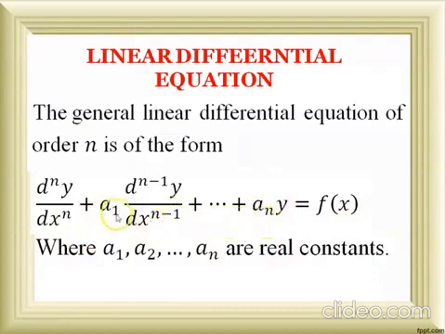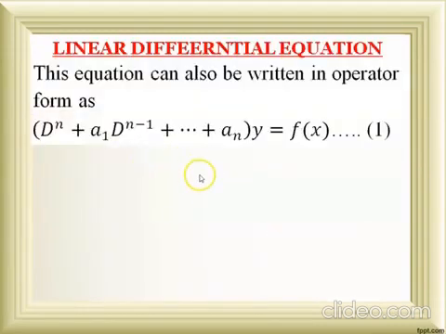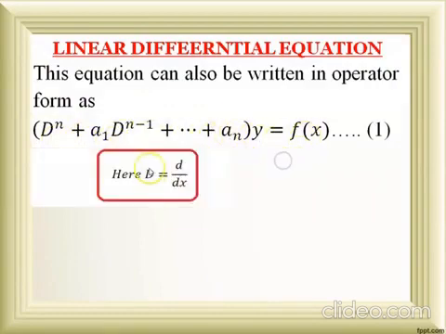Okay, next we are going to write the operator form of this equation. For that we replace d/dx with capital D. For all the terms having y, we keep y outside. So the operator form of the previous case is D^n plus a1 into D^(n-1) plus etc., an into y is equal to f of x, where we replace D is equal to d/dx.